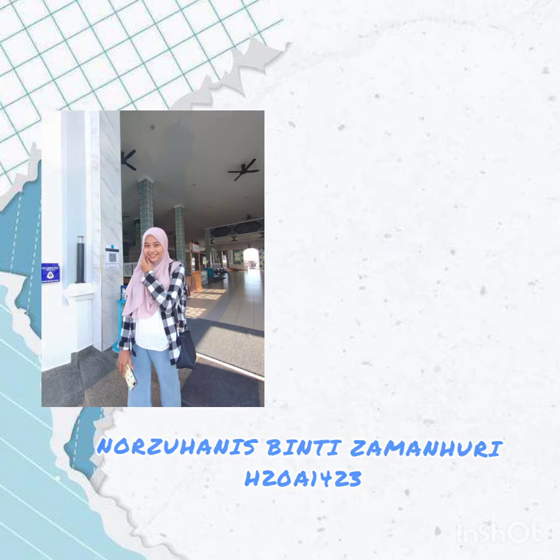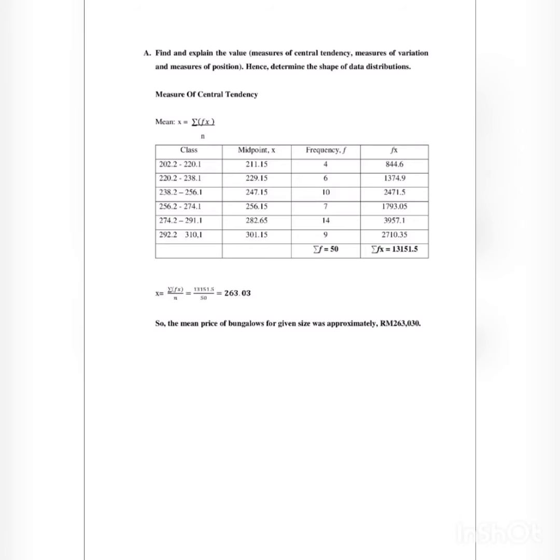I will present about measures of central tendency, measures of variation and position. In measures of central tendency, we have mean, median and mode. The formula for mean is x-bar equals sum of fx divided by n. In order to calculate the mean, we construct the table which has class, midpoint, frequency and fx. To get the fx, we multiply midpoint and frequency, and we get the total for fx is 30,151.5 and the total for frequency is 50. So we input all the data into the mean formula and we get the answer for mean.